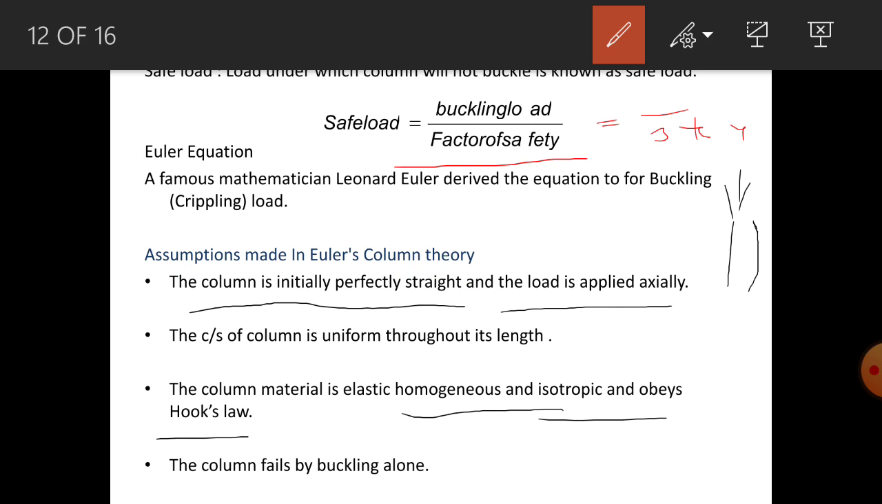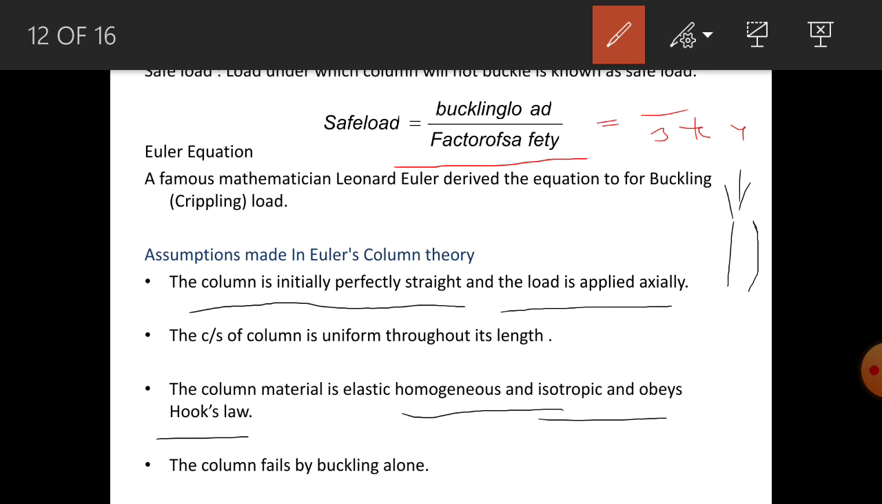Homogeneous means that in one direction of the material, the properties of the material remain the same. And what is isotropic? In all the directions of the material, the properties remain the same.